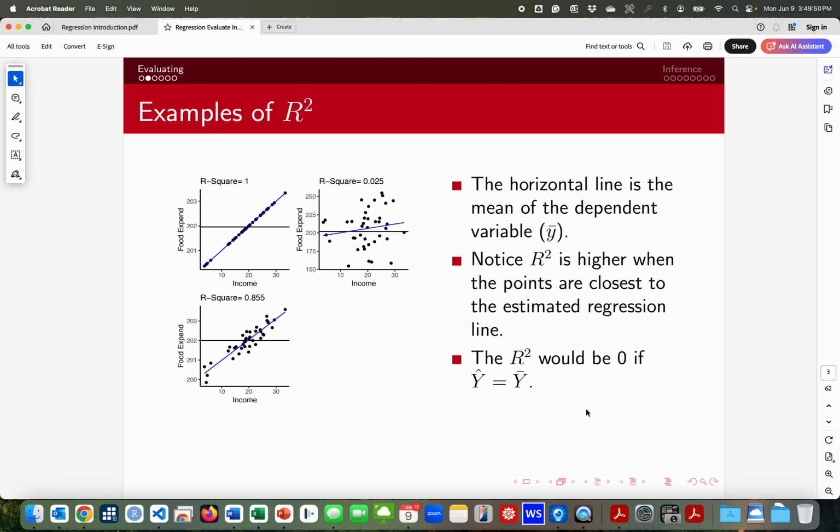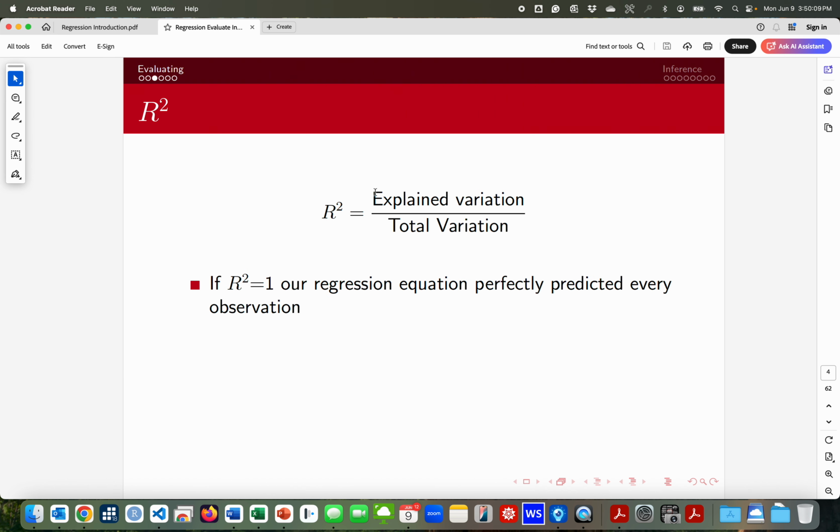If the R-square is 0, your y-hat is basically y-bar. You might as well use the average value of the dependent variable for your prediction, because knowing the value of income doesn't provide any useful information. So when we're thinking about the R-square, it's just a ratio of how much is explained divided by how much could possibly be explained. And the closer that ratio is to 1, the better our predictions are going to be. A 1 is perfect prediction. 0, we explain nothing. Our regression equation did no better than the sample mean.